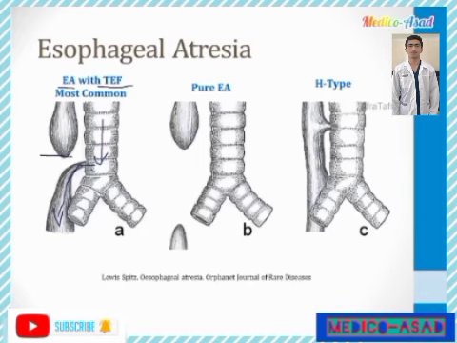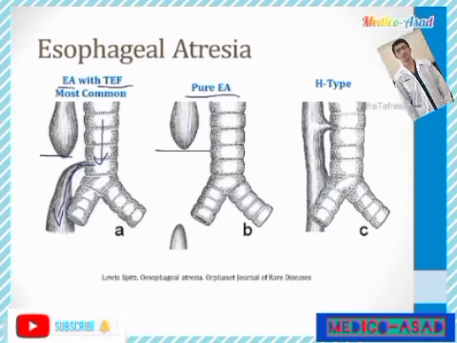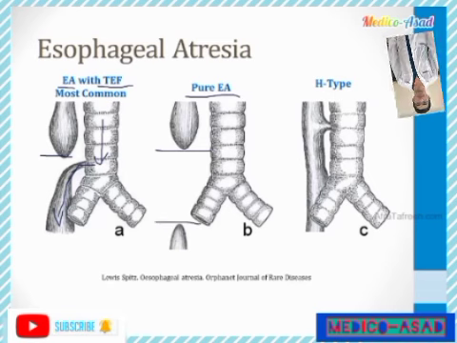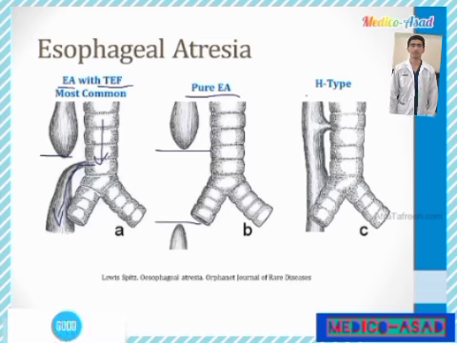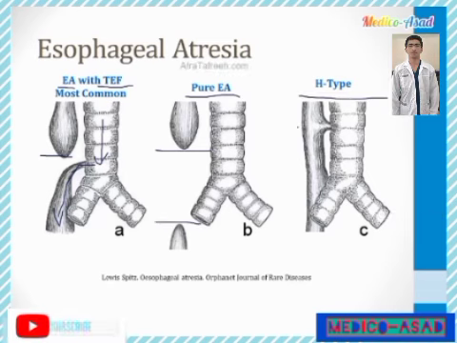Another form of esophageal atresia, which is less common, is called pure esophageal atresia. This is where the esophagus ends in a blind tube, and the more distal esophagus is not connected to the trachea at all. And then finally, there's a more rare H-type, where the esophagus and the trachea are both separate tubes, but they are connected by a fistula.